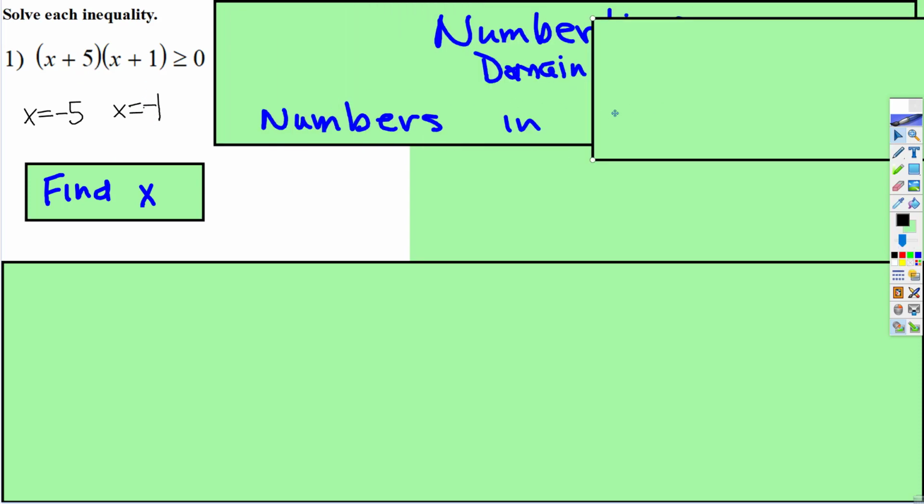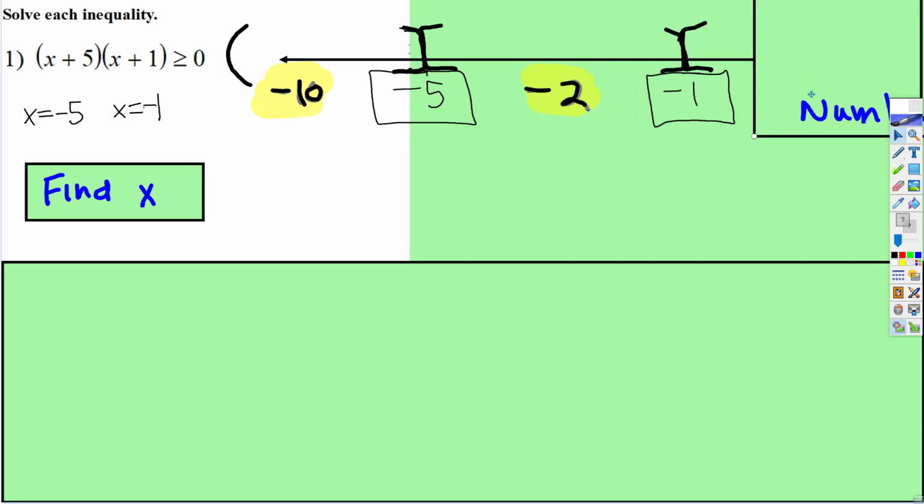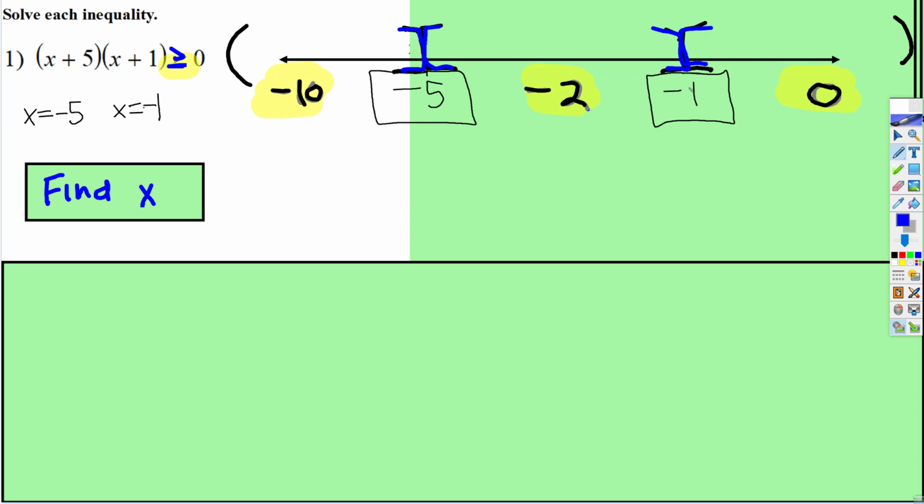That part's easy. The next key thing is you're going to put those two domain values, that's what those are, x is equal to -5, x is equal to -1, on a number line, and then you have intervals that are set up. And notice, because there's a solid line for that inequality, this will require square brackets at the interval numbers, at -5, -1.